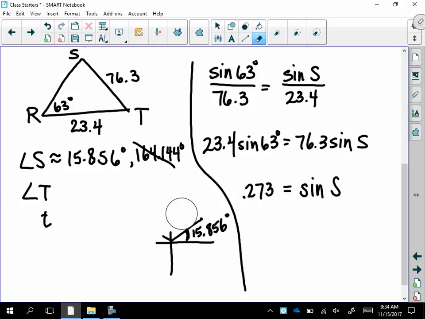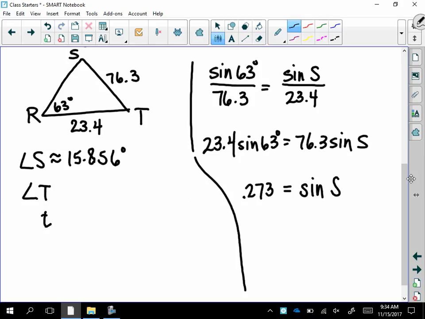All right, let's finish this one off. We're only going to make use of the 15.856. Now, I can easily find angle T because I've got two angles of the triangle. Subtract that from 180, what's left? All right, 101.144. There's angle T.